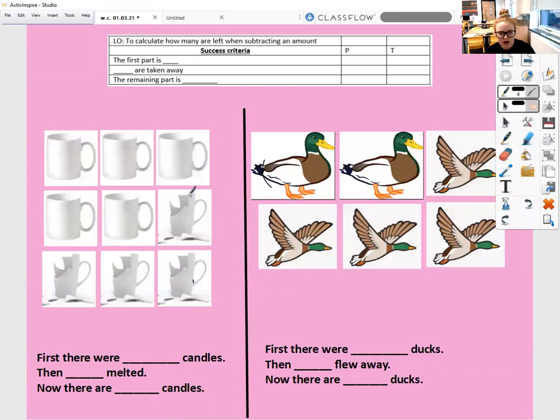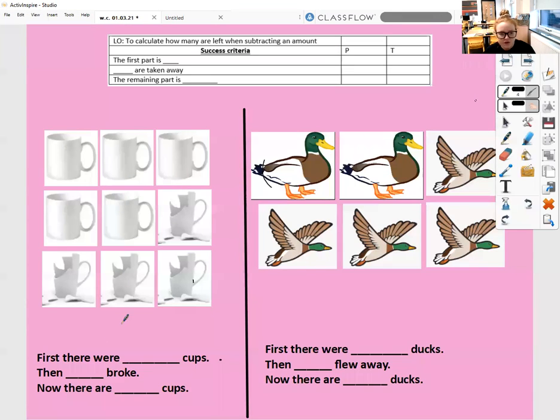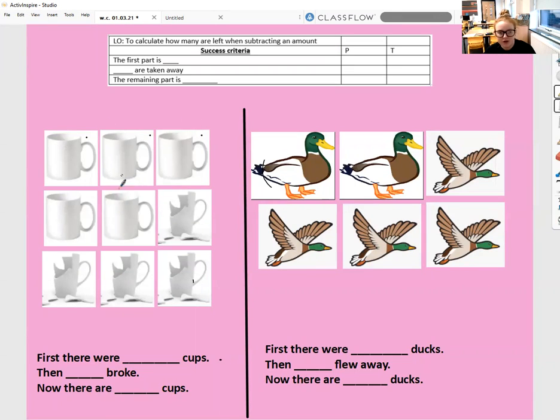Brilliant. So first there were how many cups? 1, 2, 3, 4, 5, 6, 7, 8, 9. So first there were 9 cups. The first part is 9. Then how many broke? I see 1, 2, 3, 4 broke. So 4 were taken away. Now there are how many cups left? 1, 2, 3, 4, 5. There are 5 cups left.